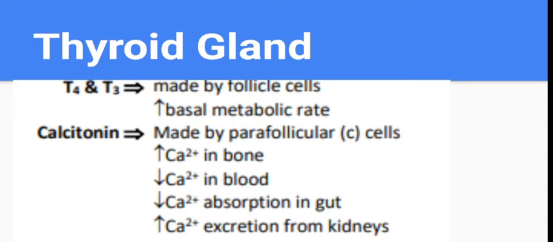Calcitonin, it's made by the parafollicular cells. So it increases the calcium in the bone, decreases the calcium in the blood, decreases the absorption of calcium in the gut, and increases the excretion of calcium. So lots of stuff to know there. What's happening where.